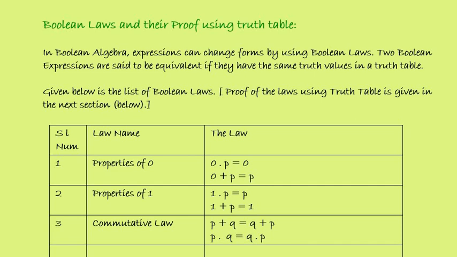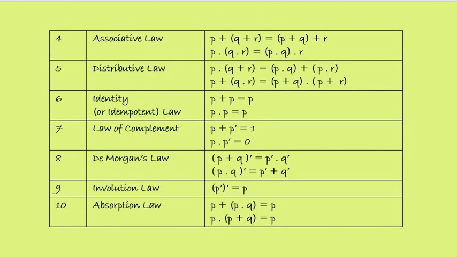Commutative law is P plus Q is equivalent to Q plus P. P dot Q is equivalent to Q dot P. Then the next is associative law. Associative law is where the signs are same. Then the brackets can be either here or there, not affecting the expression. So P plus Q plus R is equal to P plus Q plus R. P dot Q dot R equal to P dot Q dot R. This one can be tested using truth table that is coming up.